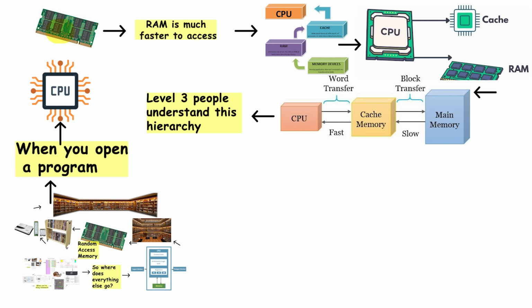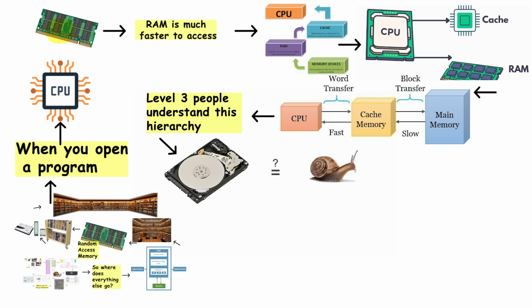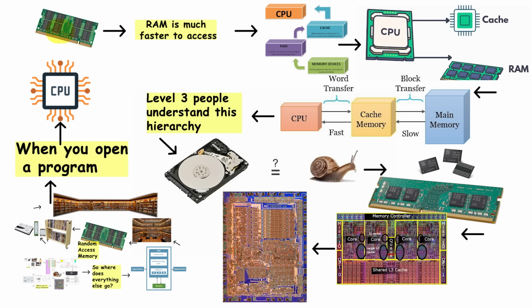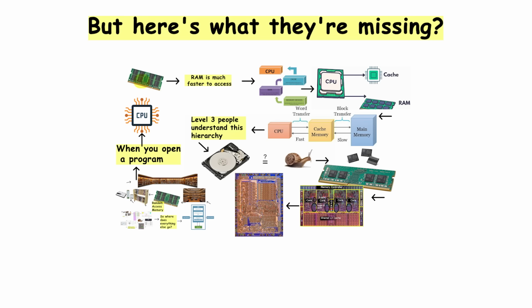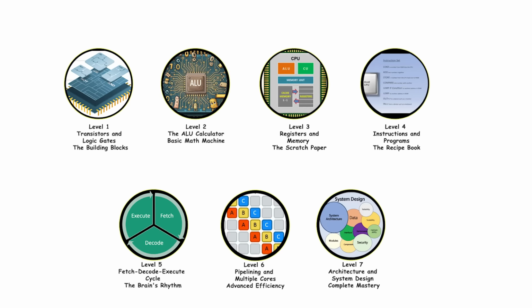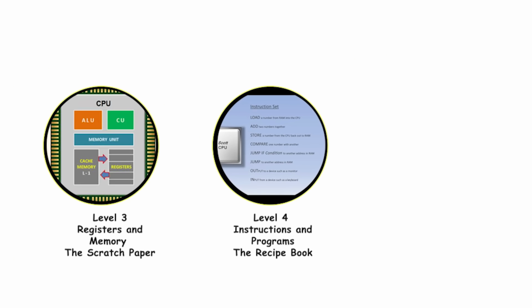Level 3 people understand this hierarchy. Hard drive is slow but huge, RAM is faster but smaller, cache is even faster but tiny, and registers are the fastest but microscopic. But here's what they're missing. Having all this memory doesn't matter if the CPU doesn't know what to do with it. That requires instructions. Level 4. Instructions and programs. The recipe book.